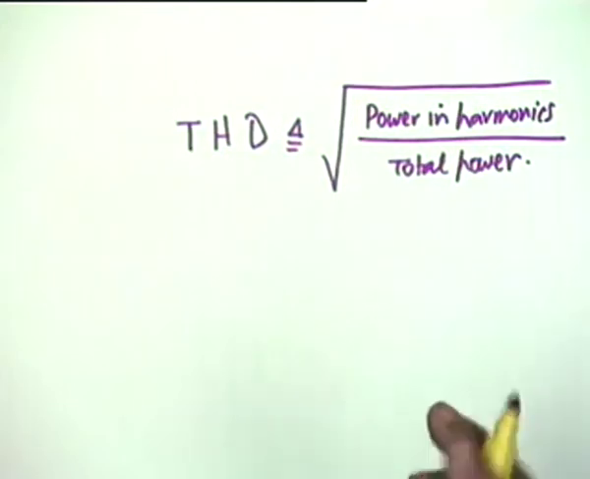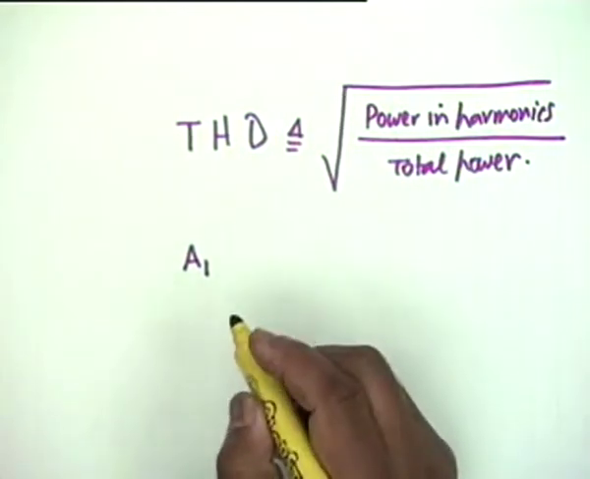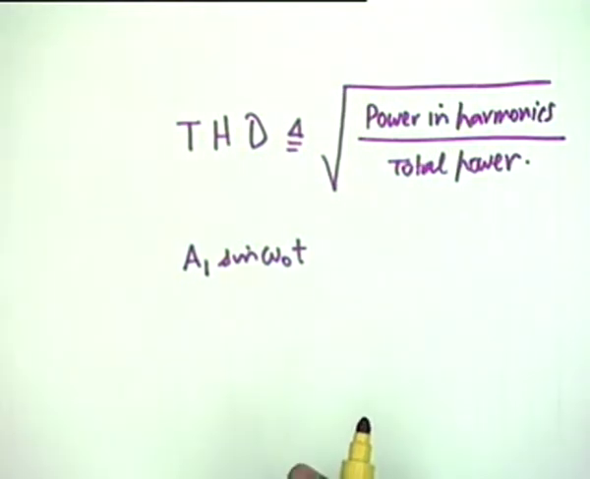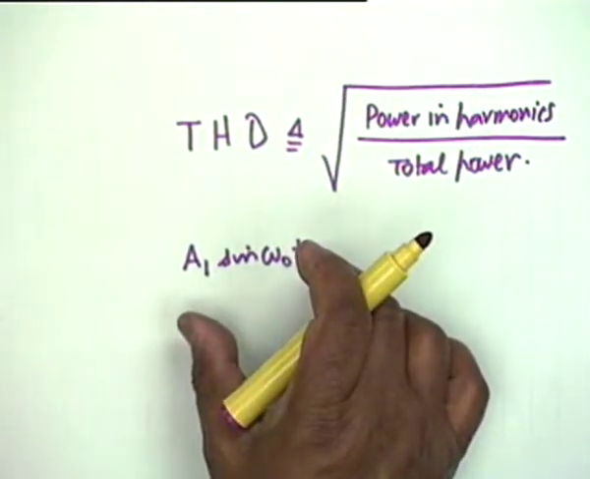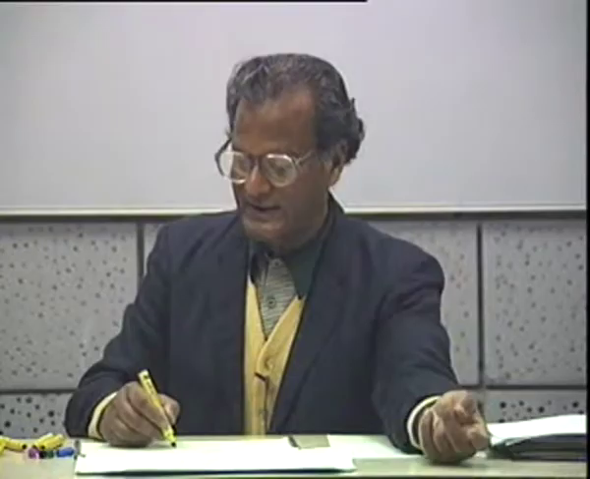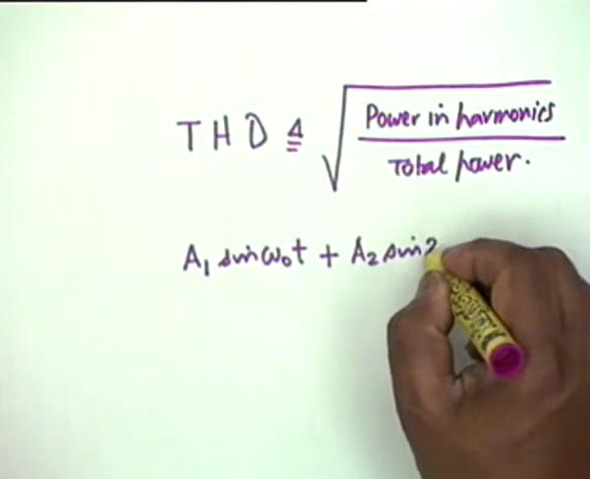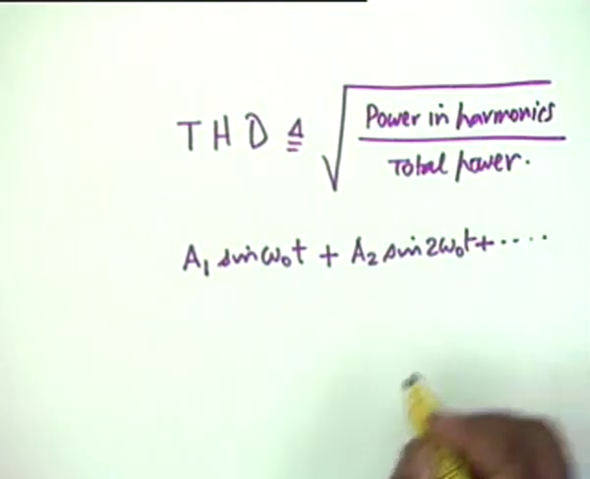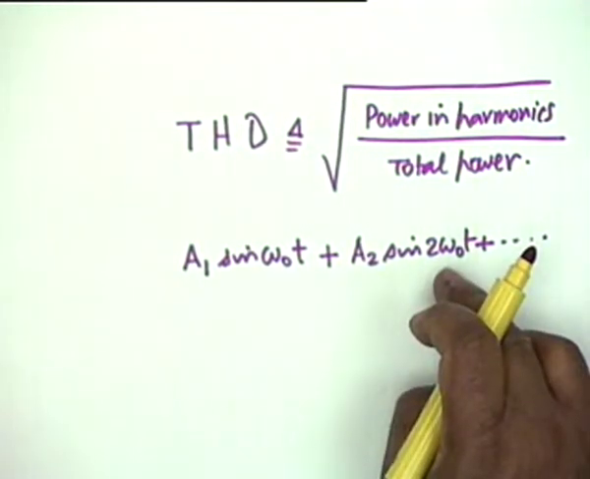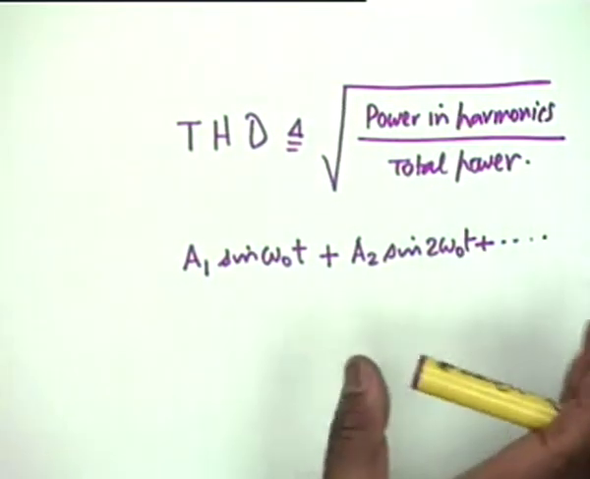It means what we want across the load is, let us say, a voltage or a current of the form A1 sine of omega 0 t. If omega 0 is your input frequency, this is what we want across the load. Unfortunately, due to large excursions, there come nonlinearities, and we get, let us say, A2 sine of 2 omega 0 t plus etc. We get the higher harmonics. Harmonics means frequencies that are integral multiples of the fundamental frequency.